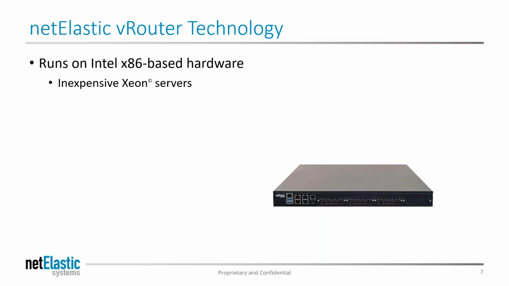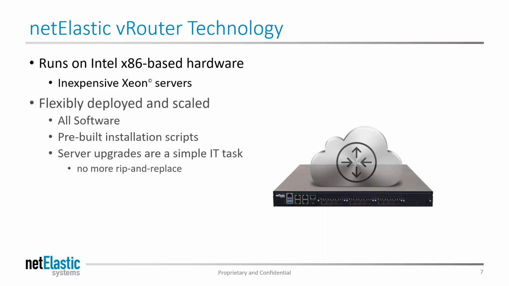So the netElastic CGNAT solution runs on top of the netElastic virtual router technology, which is a router software package that runs on top of Intel x86 hardware. So basically we run on inexpensive Xeon servers. That means it's flexibly deployed and scaled. It's an all software solution, so it can be installed either on bare metal or in virtual machines. It's pre-built installation scripts, so if you're familiar with Linux environments, it's very, very easy to install and get up and running in no time.